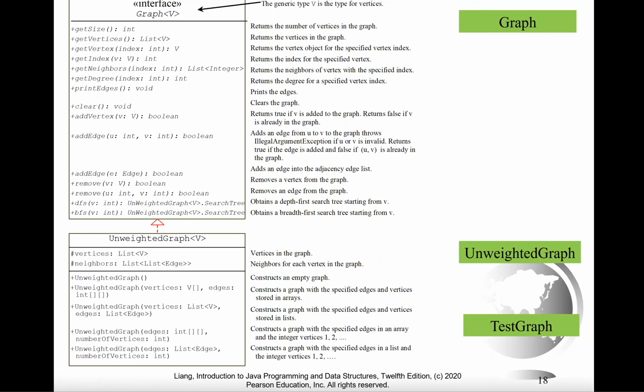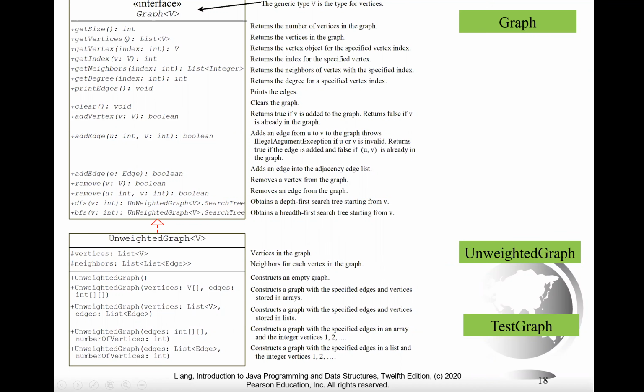So now let's look at the concrete UnweightedGraph class. You're going to create all the graph objects using these constructors. Now, this is the concrete implementation. So how do we store the vertices? We use a list of vertices. And how do we store all these edges? We use neighbors, and this is a list of edges.